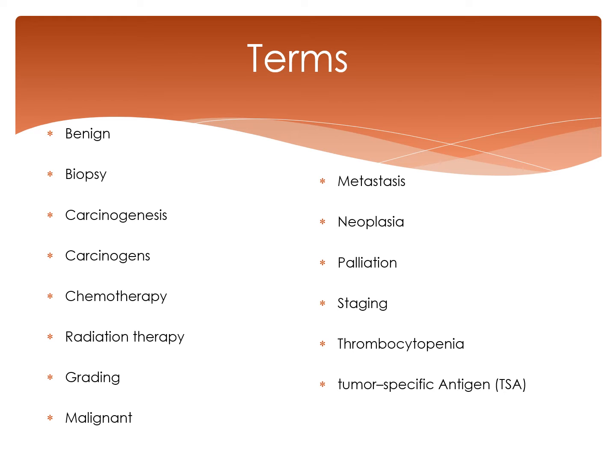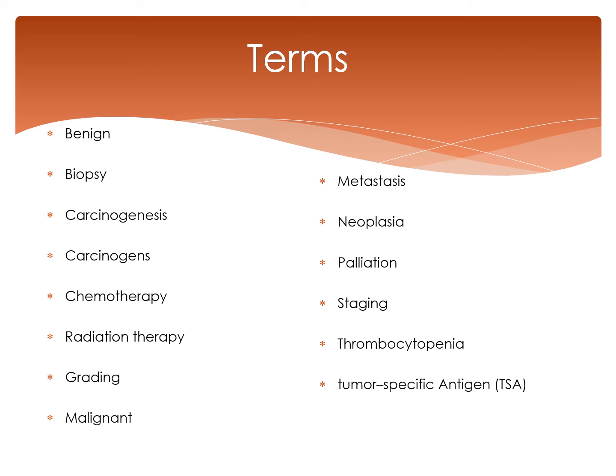Here are some terms that you need to know. You need to look at the beginning of your chapter and write down any terms that you do not know. You are responsible for all of them that are listed here. Some ones that are especially important include carcinogenesis, which is the progression of normal to malignant cells. Neoplasia is uncontrolled cell growth. Thrombocytopenia is decreased platelets. And TSA is a protein that distinguishes malignant from benign cells.